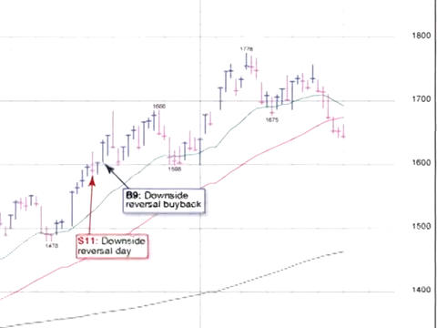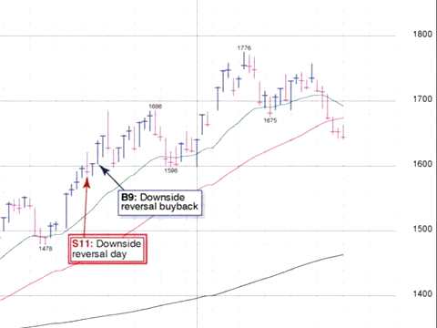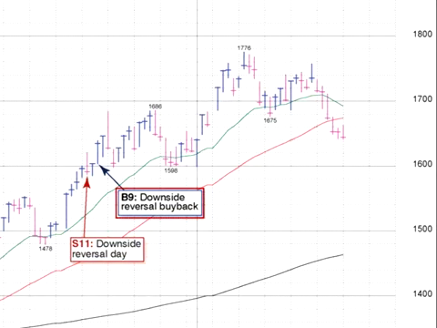Here's what it looks like. Here's your downside reversal. You're at new highs, close at the bottom of the range, down for the day. 2 days later, you go right back up. So it didn't lead to any weakness. It was faulty. So we're going to buy right back. So that's your B9, your downside reversal buyback.